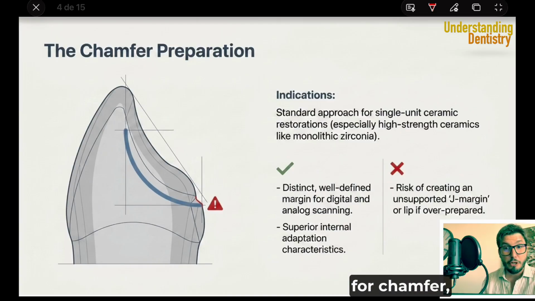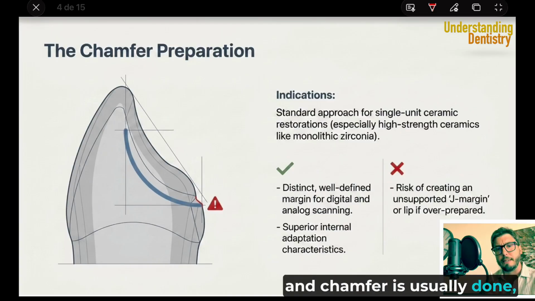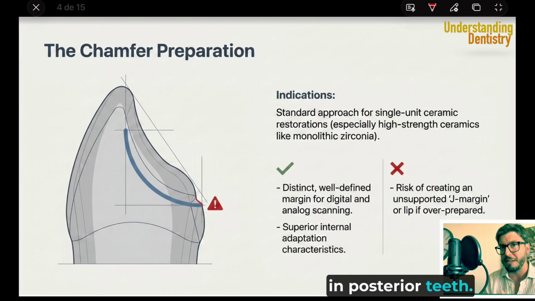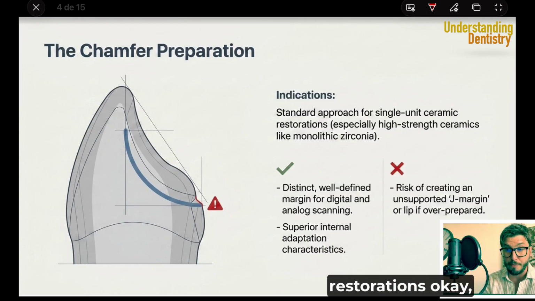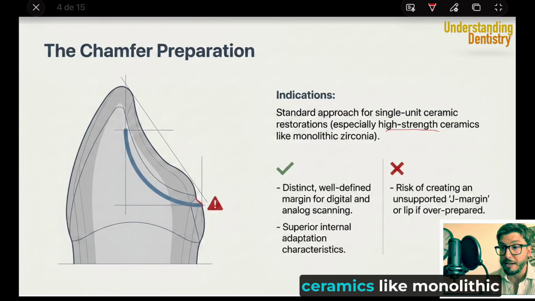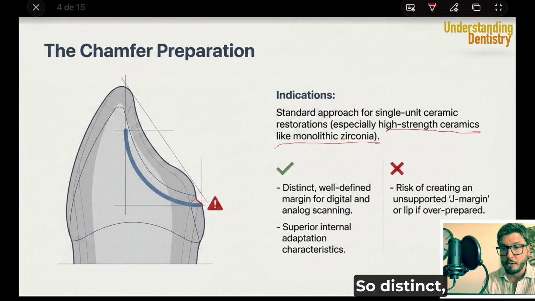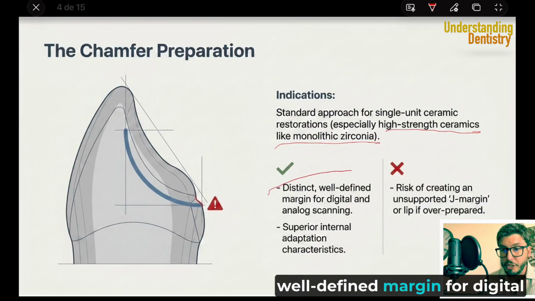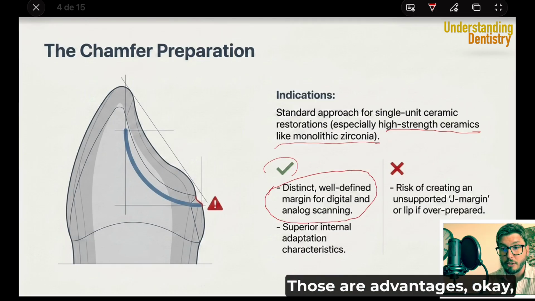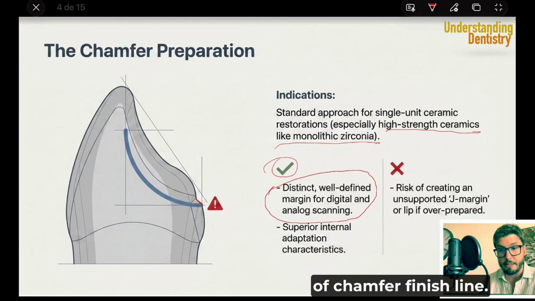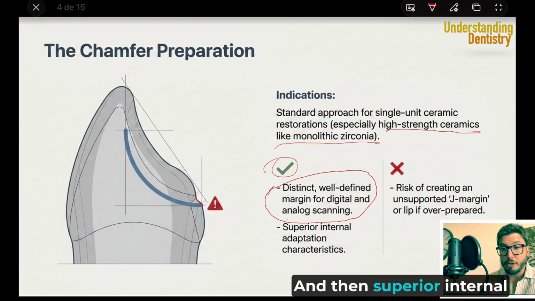The indications here for chamfer: chamfer is usually done, especially deep chamfer in posterior teeth. Here we have just a schematic drawing of an anterior tooth, but it doesn't matter. So it is the standard approach for single unit ceramic restorations, especially high strength ceramics like monolithic zirconia. It gives a distinct, well-defined margin for digital or analog scanning. So those are advantages of the chamfer finish line. And then superior internal adaptation characteristics, also very good.